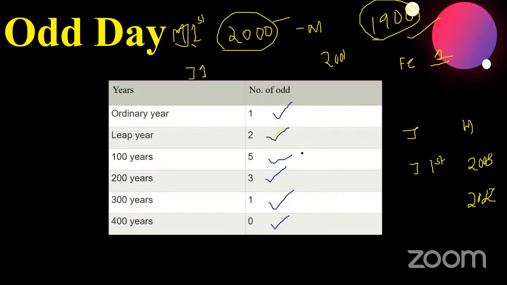So again 500 will have 5 odd days. Okay, 600 will have 3 odd days. 700 will have 1 odd day. And 800 will have 0 odd days. Okay, like that it goes on, because every divisible of 4 is being taken, right? 400 is being taken, right? So 500, 600, 700, 800. So again, what will be the next leap year in 100 years, the century years?